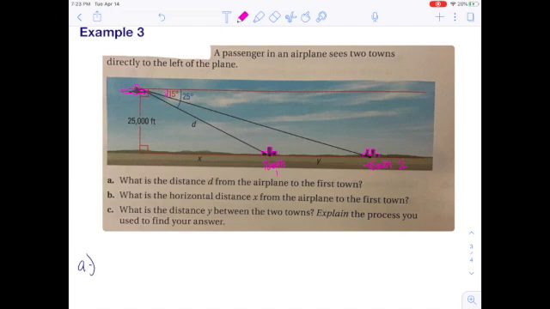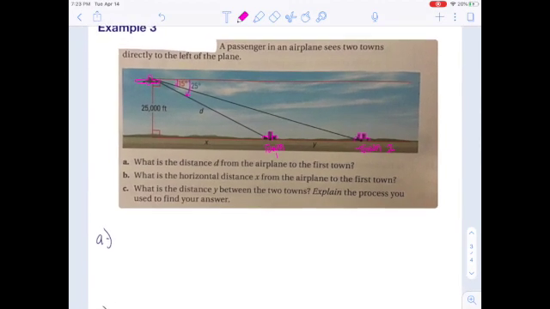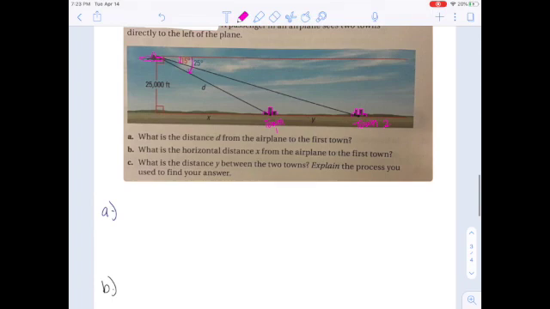So the angle of depression looking down at town 2 would be 15 degrees, and then the angle of depression looking down at town 1 would be 25 from the airplane. So part A, what is the distance D from the airplane to the first town? So we're actually solving for D. I take a look at, let me highlight the triangle.